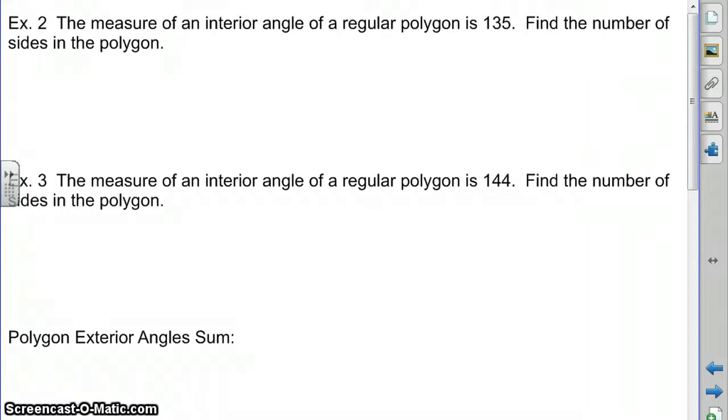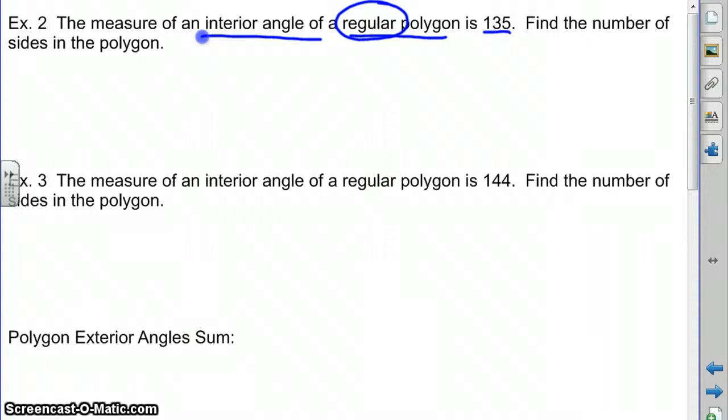This is section 6.1, part 2, so the back side of your fillable notes or the second page. We're still looking at interior angles. We now have a regular polygon. We know that a regular polygon is a polygon that has equal sides and equal angles. This regular polygon has interior angles of 135 degrees. That means every angle of the polygon is 135 degrees.